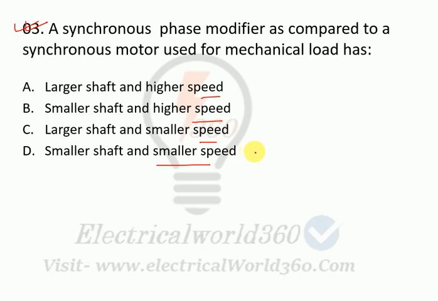Synchronous phase modifier is nothing but over-excited synchronous motor operating at leading power factor and used for voltage control. This differs from a normal synchronous motor as it has no external load on shaft due to which it has smaller shaft. Also, for no load, the motor can operate at highest possible speed. So, for synchronous phase modifier, the design consideration parameters are smaller shaft and higher speed. So that is why here the option number B is the right answer.